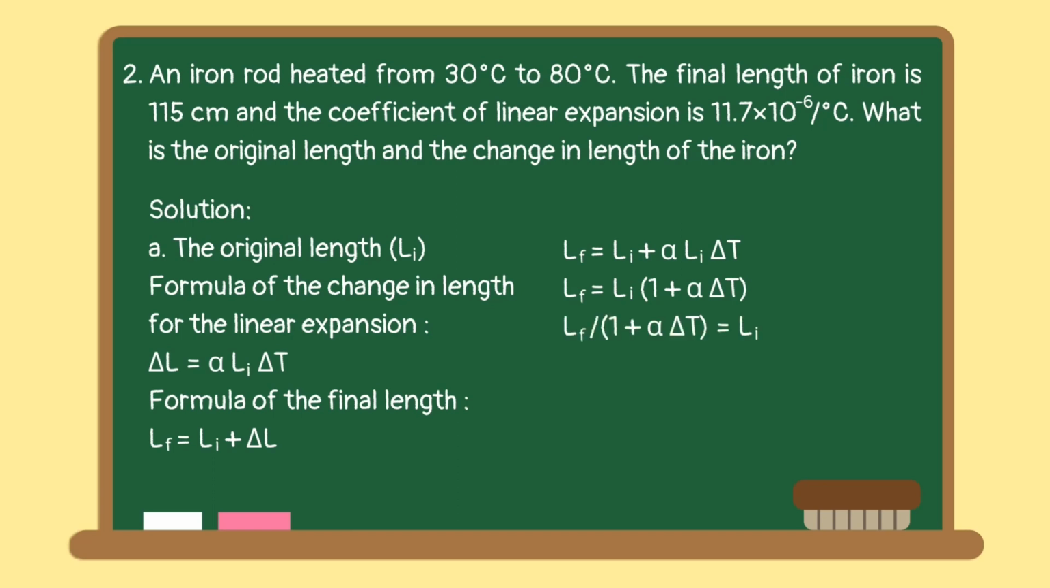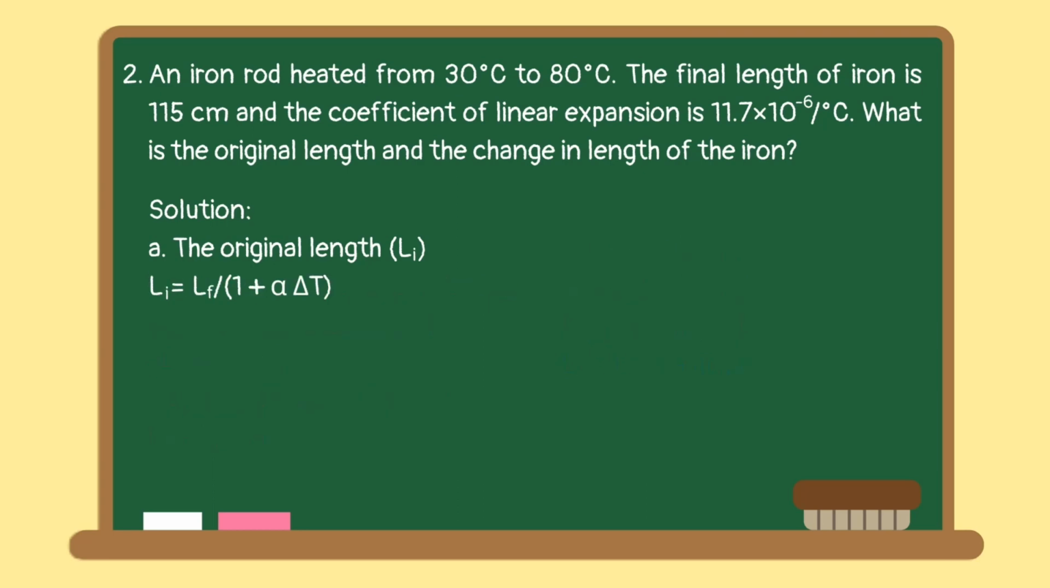And then by cross multiplication, we have final length divided by 1 plus change in temperature multiplied by the coefficient of linear expansion is equal to initial length. So we have the formula: initial length is equal to final length divided by 1 plus coefficient of linear expansion multiplied by the change in temperature. Then let's substitute the givens. We have 115 centimeters divided by 1 plus the quantity 11.7 times 10 raised to negative 6 per degree Celsius multiplied by 50 degrees Celsius.